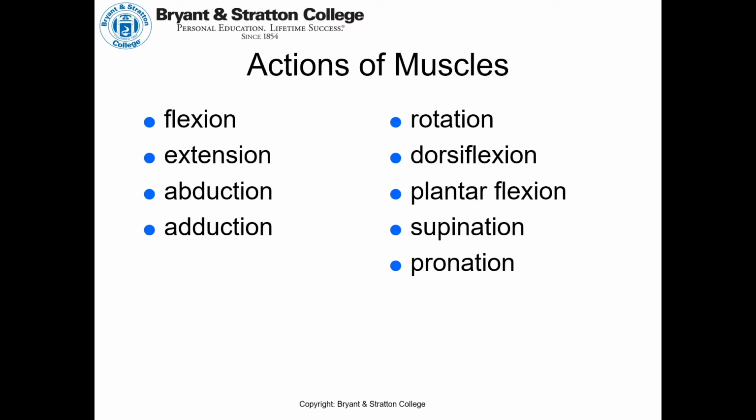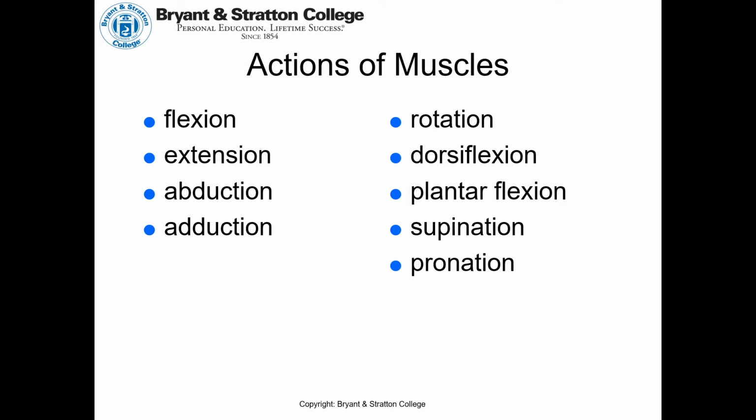So actions of muscles, this is important. This is how you describe what a muscle does. So essentially, we have flexion. You can think of flexion as generally shortening a joint angle, right? Extension is going to be increasing a joint angle.